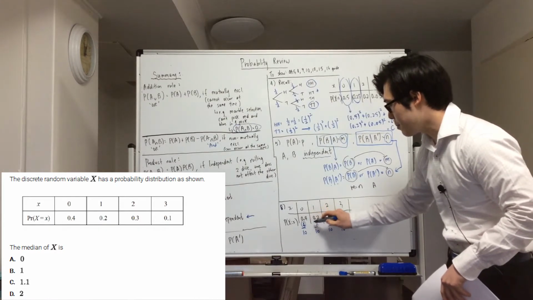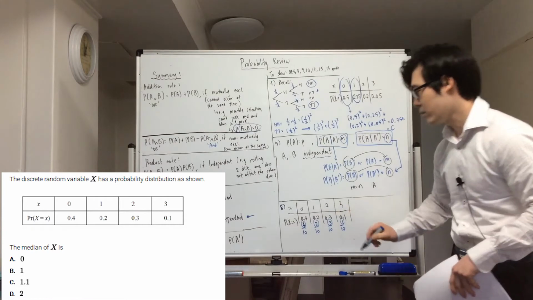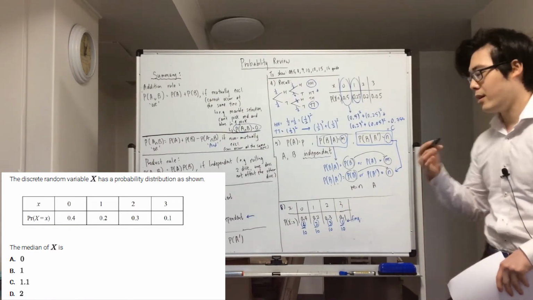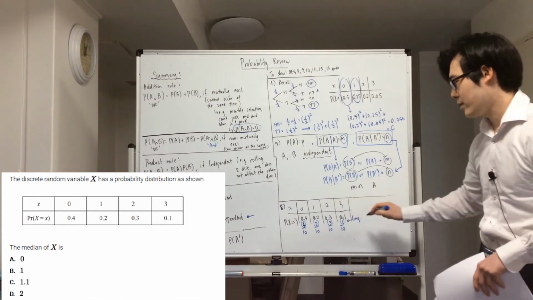Think of these numbers, the top numbers, like your frequency, okay? So if I wanted to find the median, right? Remember, you get the total frequency divided by 2, yeah?